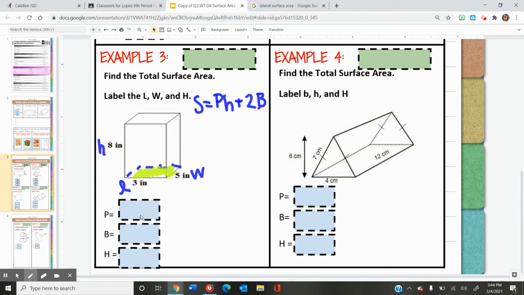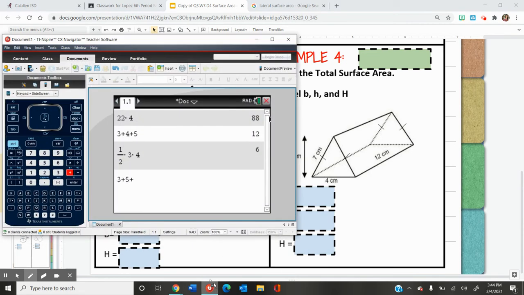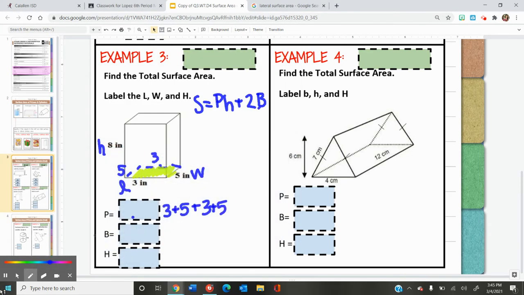Now, my first step is to find the perimeter of my base. Remember, I'm going to add all sides. So here, if this side is 3, this side is also 3. And if this side is 5, the opposite side is also 5. So I'm going to add these up. So I have 3 plus 5 plus 3 plus 5. Putting this in our calculator, 3 plus 5 plus 3 plus 5, we get 16. So our perimeter is going to equal 16.